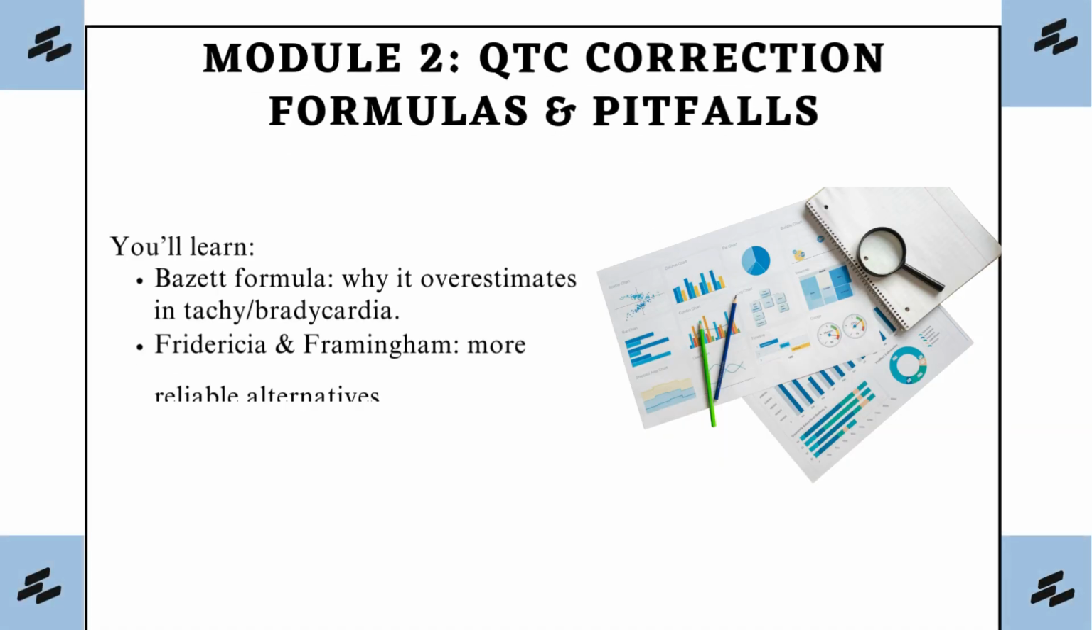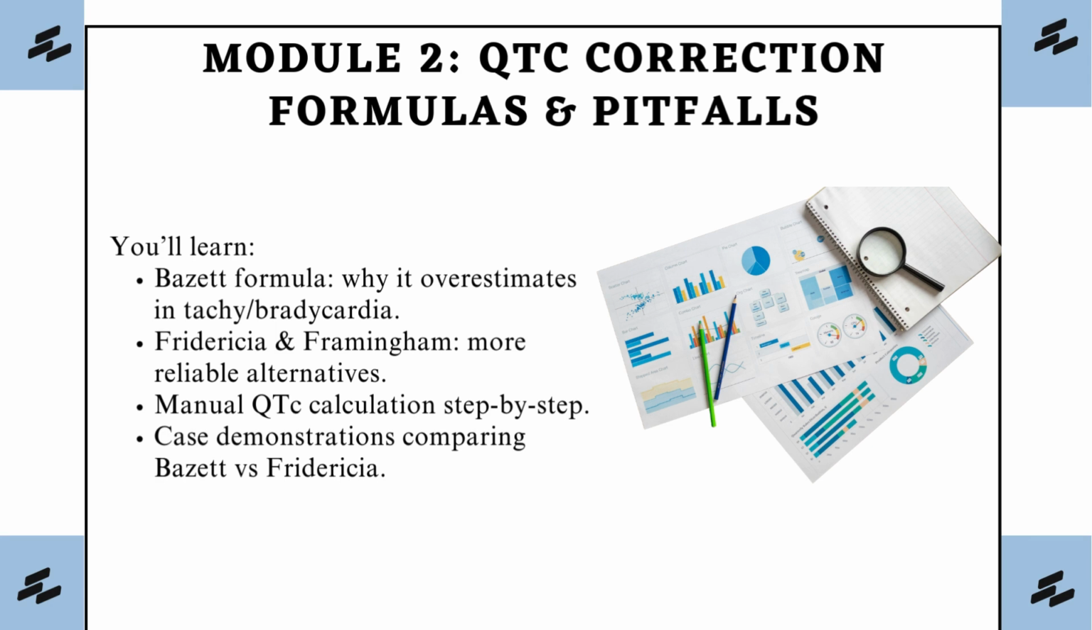Module 2: QTc correction formulas and pitfalls. Accurate QTc measurement requires correction for heart rate, but not all formulas are equal. Bazett's formula, QTc equals QT divided by the square root of RR, is the most widely used, but tends to overestimate QTc in tachycardia and underestimate in bradycardia. This makes it less reliable in adolescents, who often have higher heart rates than adults.